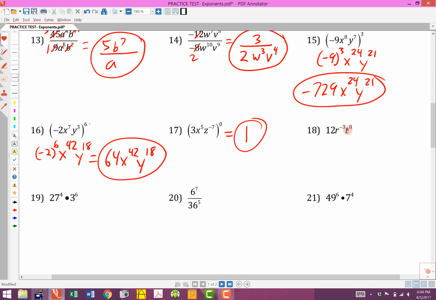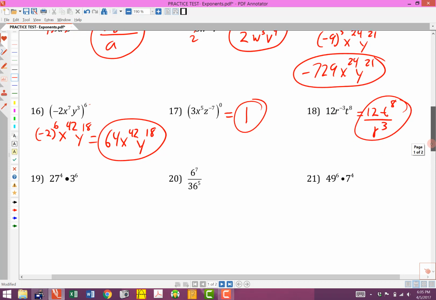Another easy one here, not much simplification to do. All we need to do is recognize the 12 is totally okay, the t to the 8th is totally okay. We like positive exponents, but we don't like negative exponents, so we're going to use that reciprocal idea. The negative in the exponent means reciprocal, so we're going to move that down to the denominator, and that's it. All we're doing is moving things around.